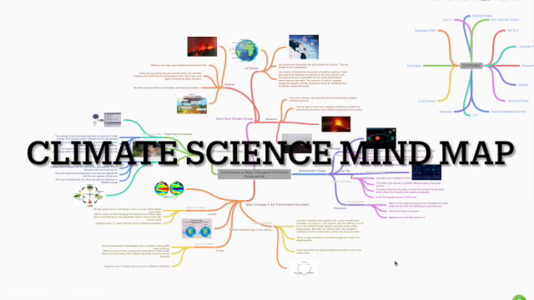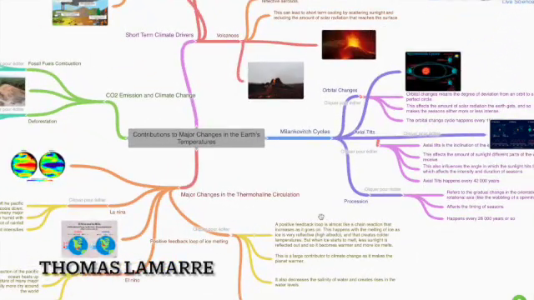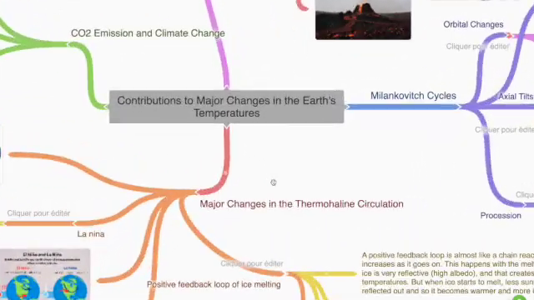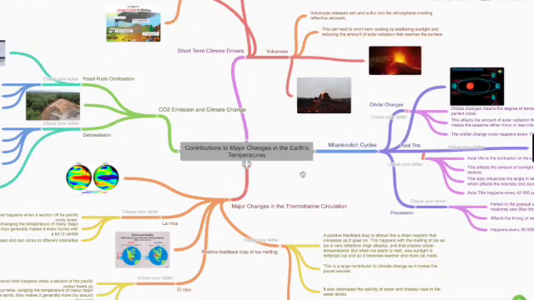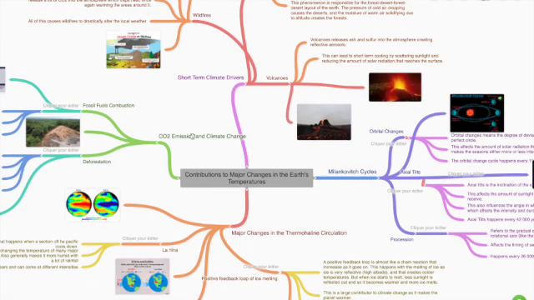Hello, this is my science climate mind map. My topic will be contributions to major changes in the Earth's temperatures. To this, I have four subtopics. The first is Milankovitch cycles. Second are major changes in the thermohaline circulation. Third is CO2 emissions and climate change. And finally, we have short-term climate drivers.